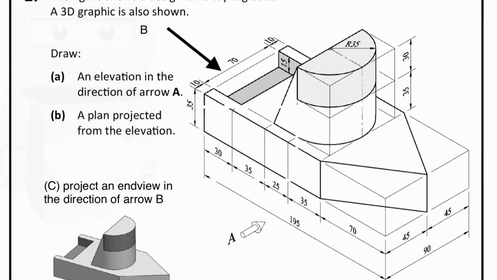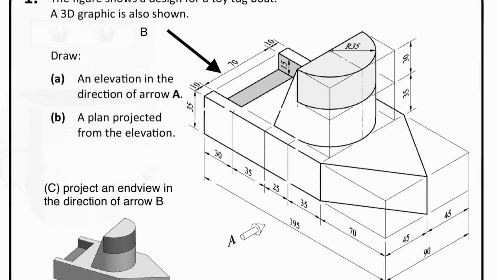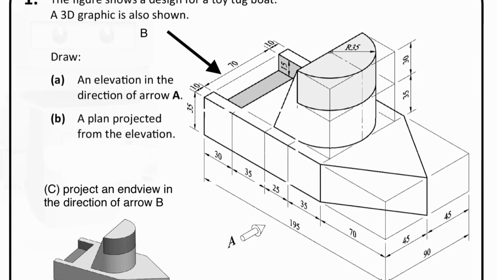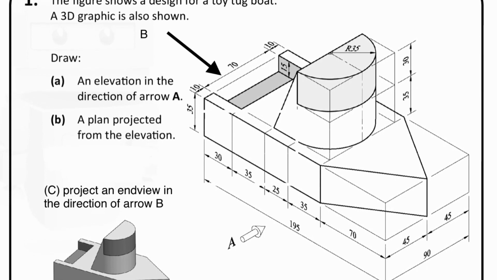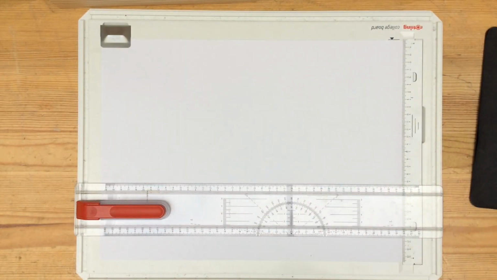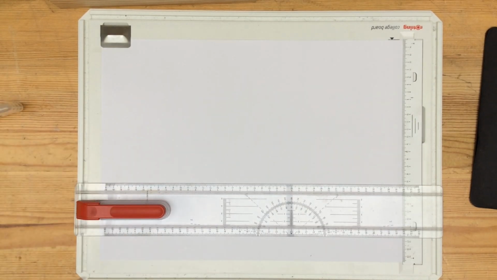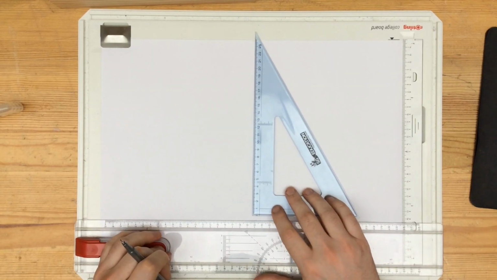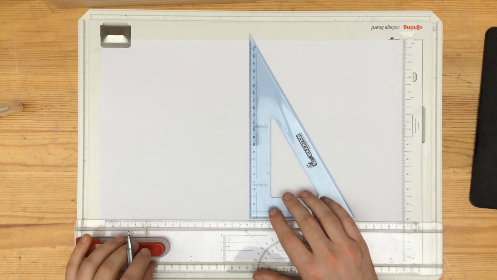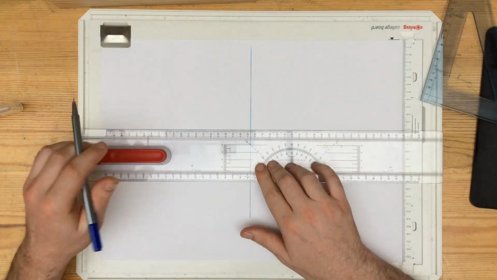This first question is going to ask us to draw an elevation in the direction of arrow A and an end view in the direction of arrow B. We also have to project a plan from the elevation. We first start off by deciding where our views are going to appear on our page. Once we have located where the views will appear on a page, we are then going to set up our X, Y line.